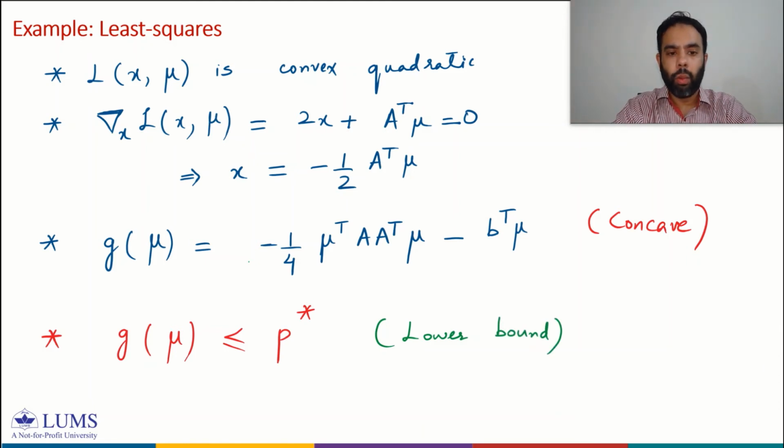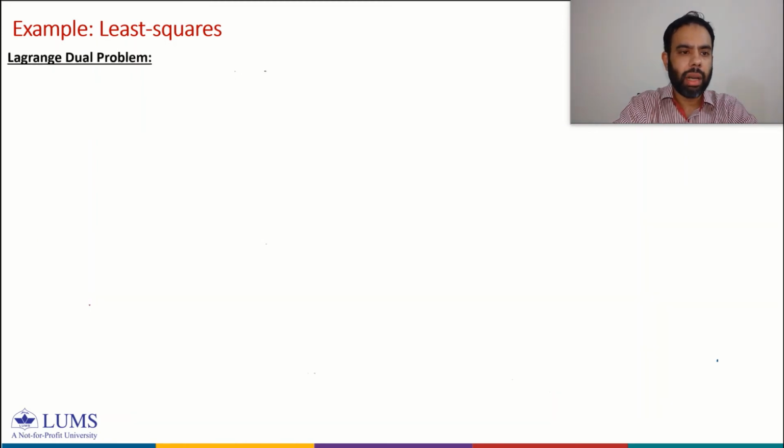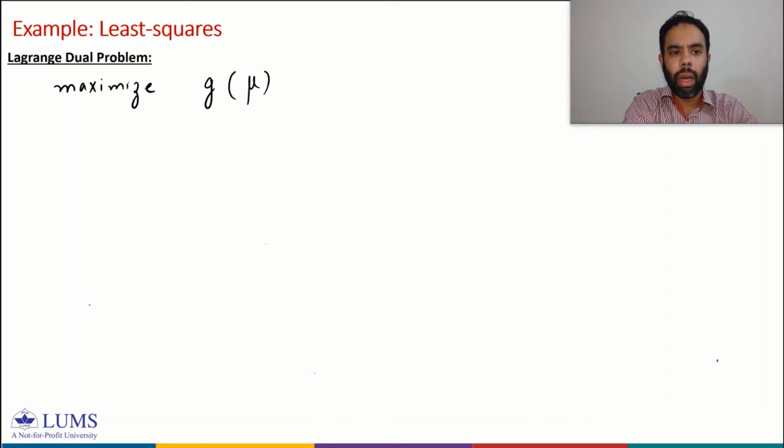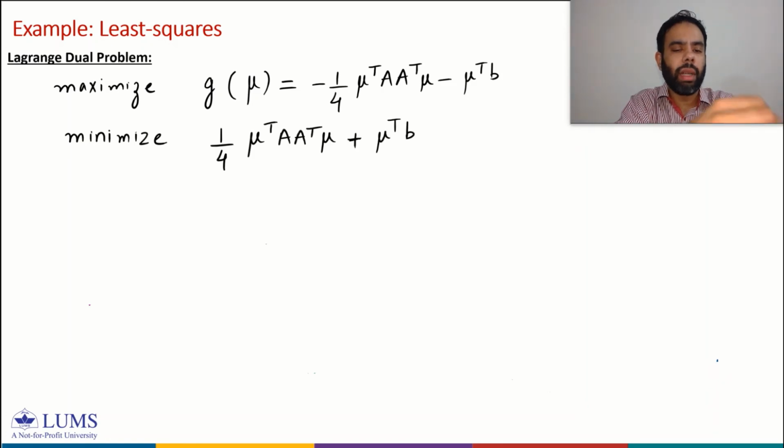So the question is, what is the best lower bound? To determine the best lower bound, we formulate a Lagrange dual problem. That is, we maximize g of mu. Since we do not have any lambda here, and there is no restriction on the domain as well, the Lagrange dual problem is an unconstrained convex optimization problem in which we want to maximize a concave quadratic function, minus 1 by 4 mu transpose A A transpose mu minus mu transpose b. This is equivalent to minimizing the negative of this, which is a convex quadratic function. So you can solve either of these.